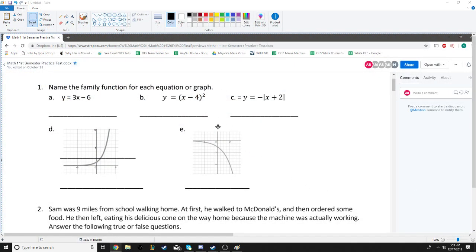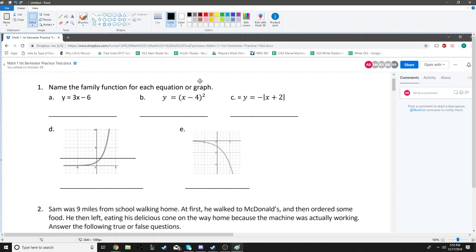Okay, guys. So what I got going on right here is the practice test. So let's check it out. We are going to look at this one. Part A, name the function family. This is y equals mx plus b. So this is linear.